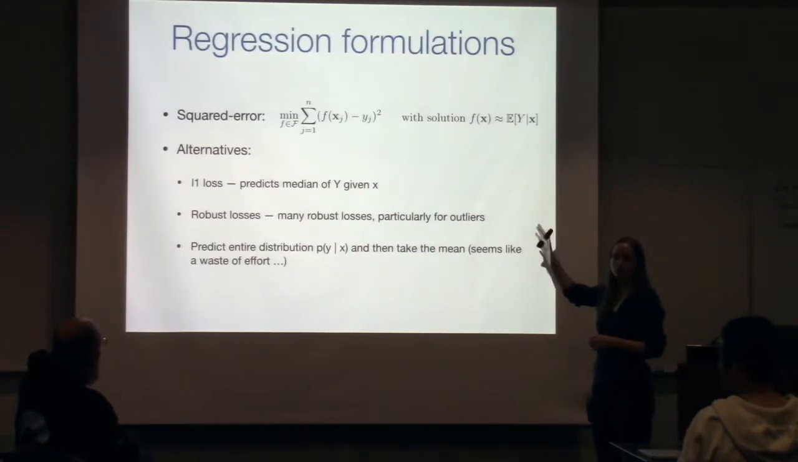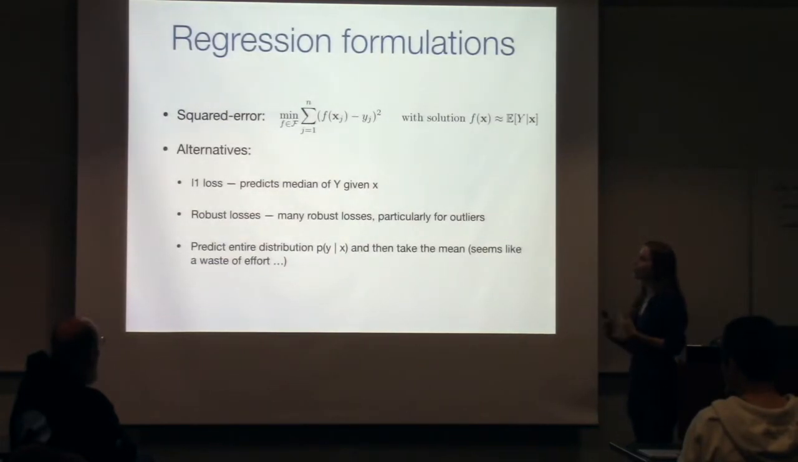Of course, in regression we could consider other losses, like the L1 loss. Instead of a square, we could use absolute value, and then we're predicting the median of y given x. But in general, let's just think of it as predicting something like the expected value of y given x, and I'll focus a bit more on squared error. There are all these other losses. Regression has been around for a long time, and there are many, many losses out there.